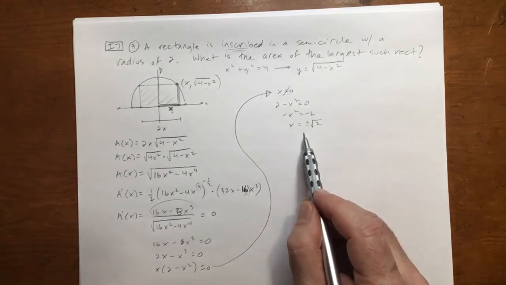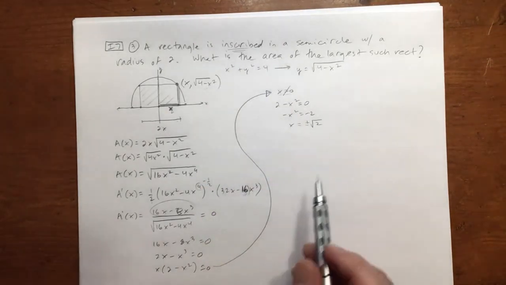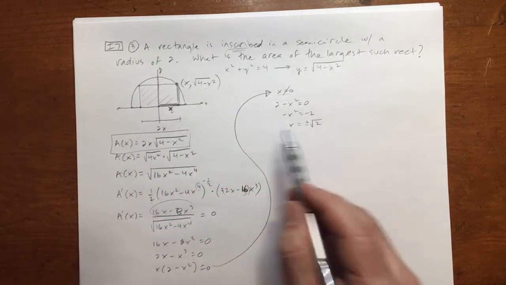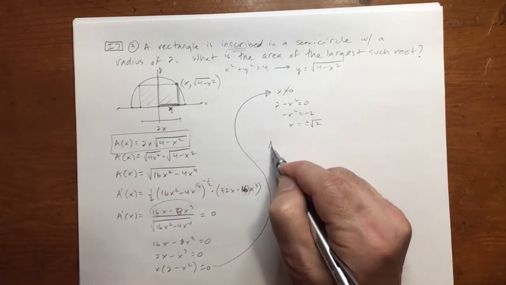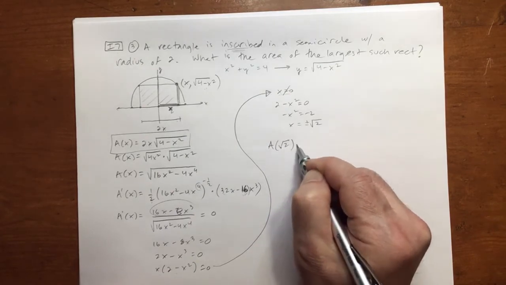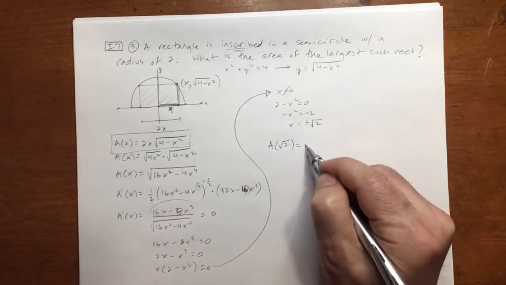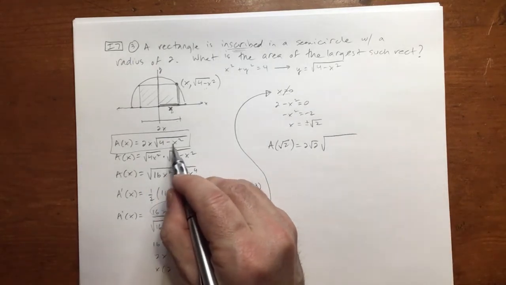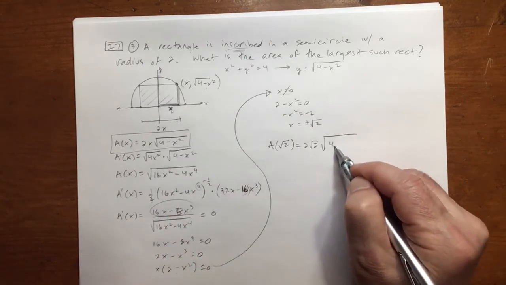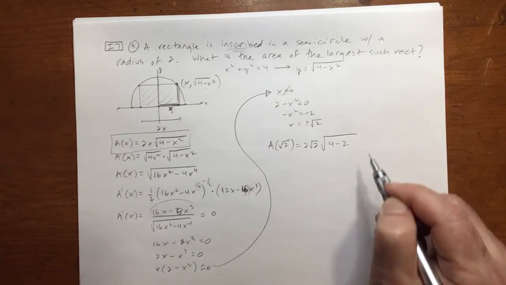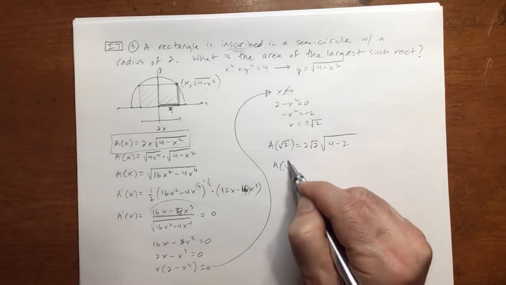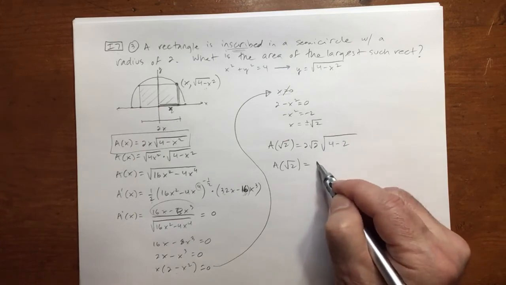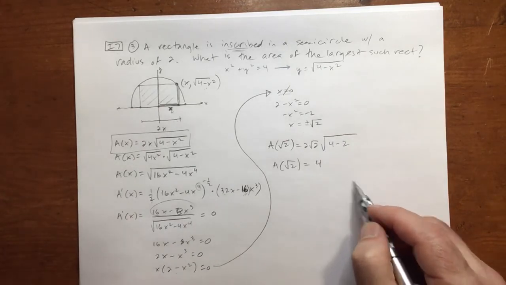Okay, but that's not what they're asking. They're asking what's the area, and so we need to substitute the square root of 2 in for x. So the area when x is the square root of 2 is 2 times the square root of 2. And then here I have 4 minus the square root of 2 squared, which is 2. So I have 2 square root of 2 times the square root of 2, which is 2 times 2, or 4, the maximum area.